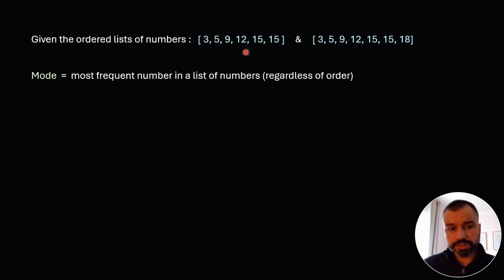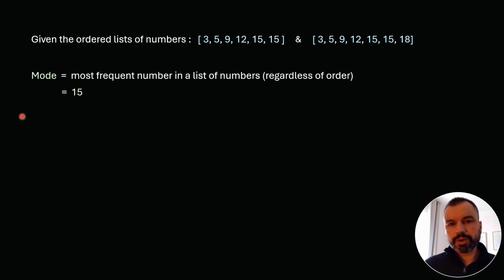So in the first list, the mode is 15, because 15 appears 2 times, whereas the other numbers only appear once. And 15 is also the mode in the second list. So the mode is 15 in both cases.